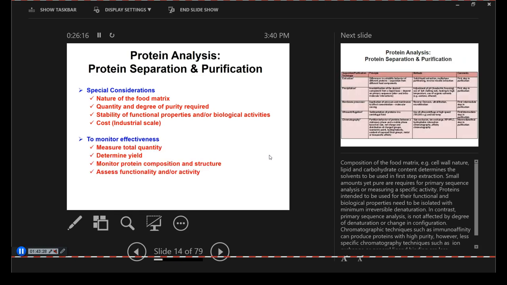So to monitor effectiveness of the method, we determine how much protein we were able to get in our final products. So measure total quantity. Determine yield. That means by mass balance, how much protein we had originally in our starting material, how much protein we collected, how much protein we've lost and were not able to extract. Yield is very important because protein is money. The higher the yield, the more effective is your protein isolation. If we get only 40% of the protein out, then we are throwing away 60% of it. We're potentially losing money. So yield is really important. Determining a method that gives me the best yield is really, really important. After we isolate, we look at protein composition and structure and look at its functionality or activity and compare it to other ingredients in the market.